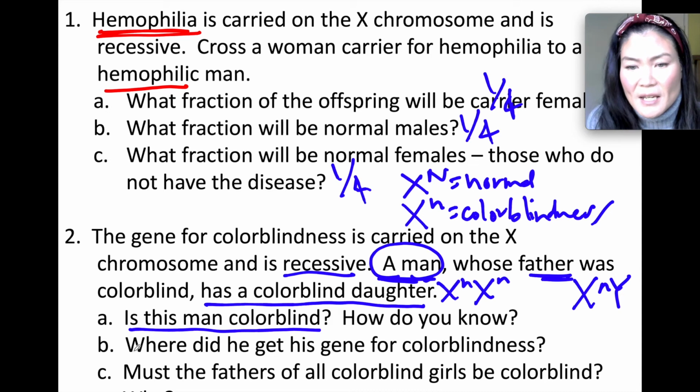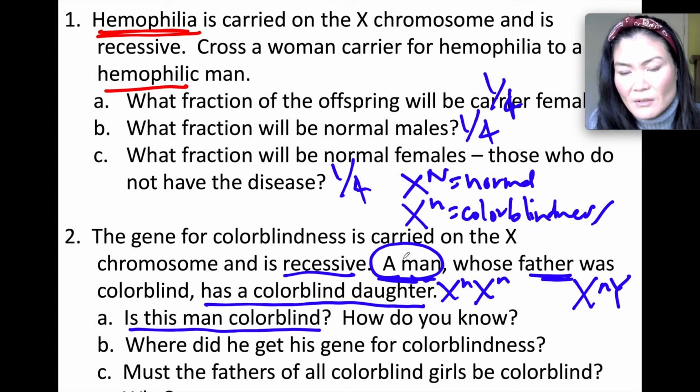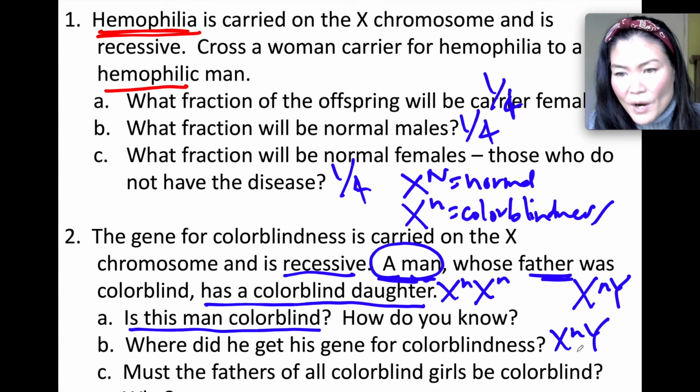B, where did he get his gene for colorblindness? So he's colorblind, right? He's colorblind, X little n Y. Where did he get this gene from, everybody? And if you were here in class, you would be saying, his mom. He got it from his mom because the Y comes from the dad, okay?